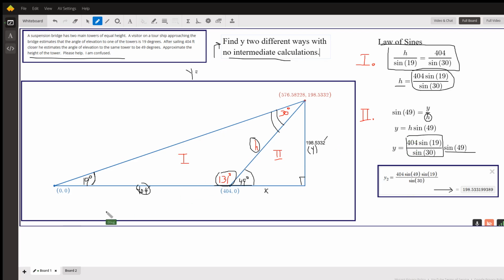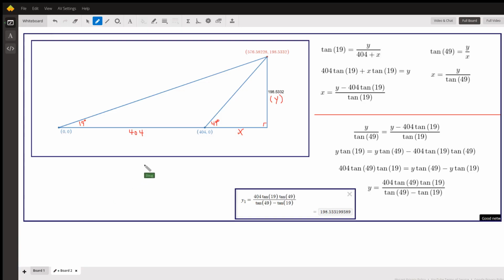Probably the simplest way. If you want to use two right triangles and the tangent ratio, you can also do it this way. So in the big right triangle, the tangent of 19 is opposite over adjacent, where the adjacent side is x plus 404. And if I want to get y by itself, I have to get x in terms of y. So if I multiply this denominator times the tangent of 19 and then solve for this x, I'll have a value for x depending on y.